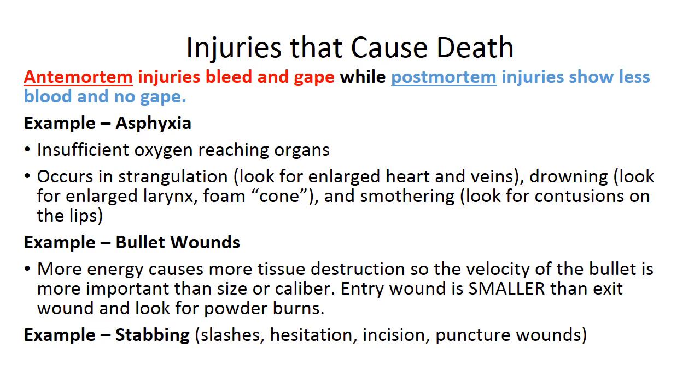If we're talking about bullet wounds, we can look at how much the tissue is affected. The higher energy bullets are going to cause more damage than lower velocity bullets. Entry wounds are smaller than exit wounds. Typically, powder burns are going to happen if the muzzle of the gun was near the victim.